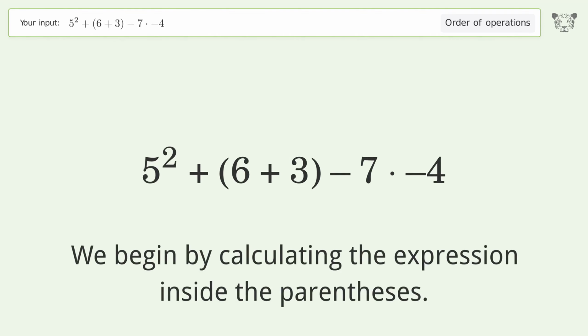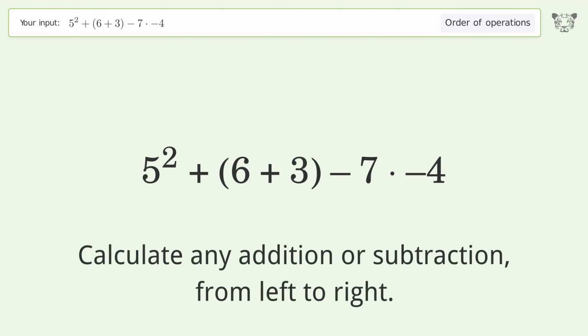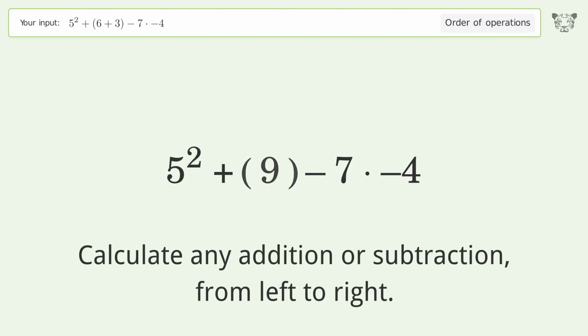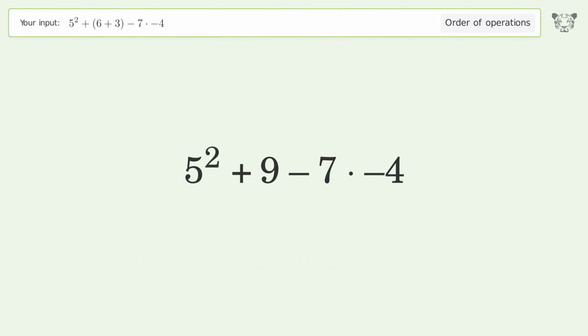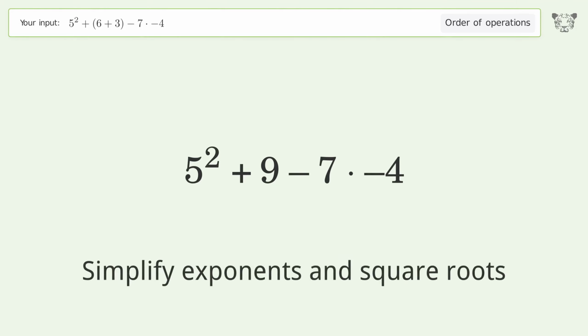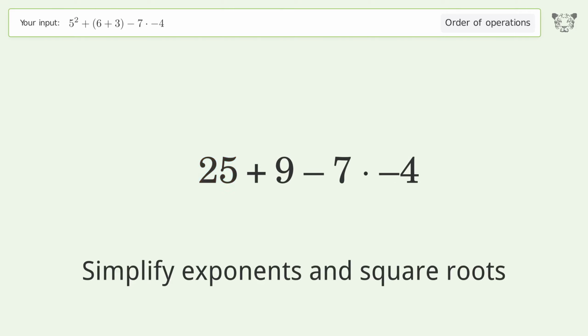We begin by calculating the expression inside the parentheses. Calculate any addition or subtraction, from left to right. 6 plus 3 equals 9. Simplify exponents and square roots. 5 to the power of 2 equals 25.